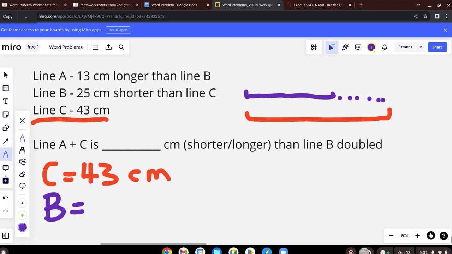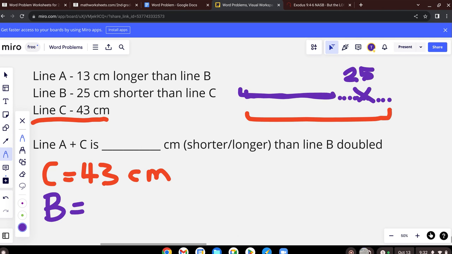You don't look at the image. You look at what is given to you right here. Line B is 25 centimeters shorter than line C. So what is the missing part here? Read it, Trinity. Line B is 25 centimeters shorter. That means whatever line C is, we have to take away how many? 25. Yes, we need to take away 25 centimeters.